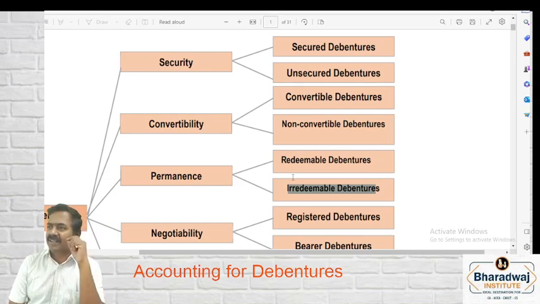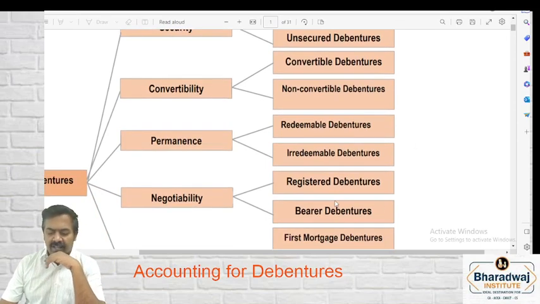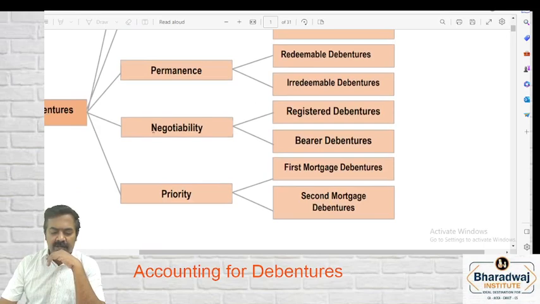You will get only what? Interest every year. When will you get the money? When the company is closed. So redeemable means repayable at the end of 5 years, 10 years. Irredeemable means it cannot be redeemed. What is the next one?